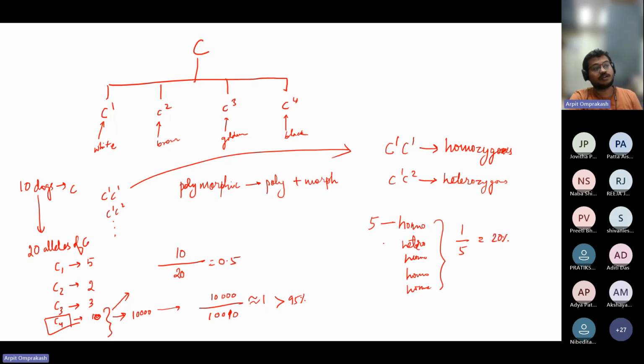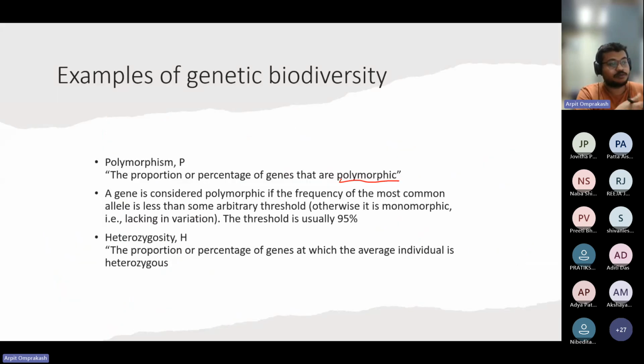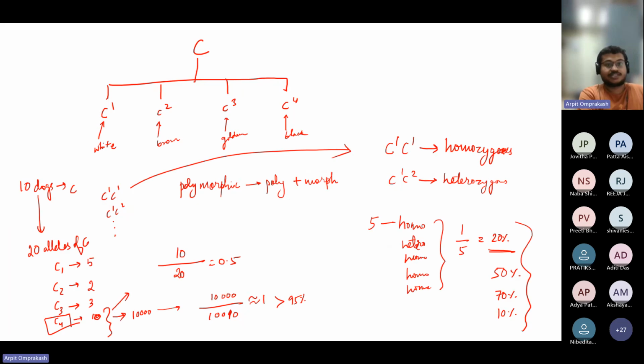So the heterozygosity of this individual is 1/5, which is 20%. Now in a population, we'll have multiple individuals and they can have varying values of heterozygosity based on the different alleles of different genes that they have. So this individual has 20% heterozygosity, someone might have 50%, someone might have 70%, someone might have 10%, and so on. In a population, if we take the average of all this, the value that we arrive at is called the heterozygosity of the population. So the heterozygosity is the proportion at which the average individual of a population is heterozygous, or how much heterozygosity the average individual of a population has. Is that clear?